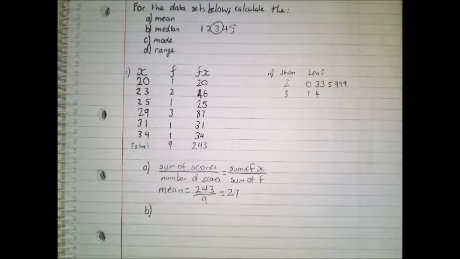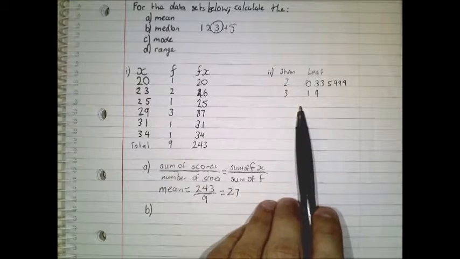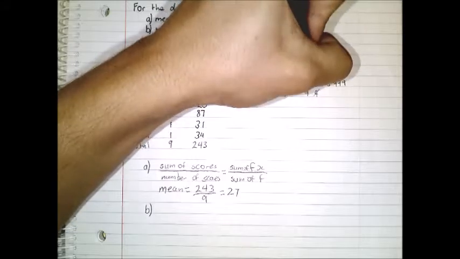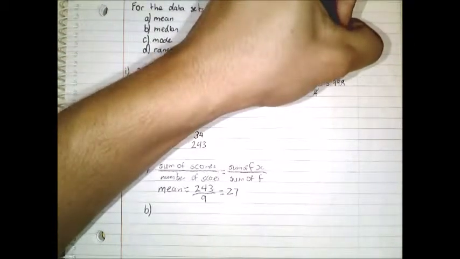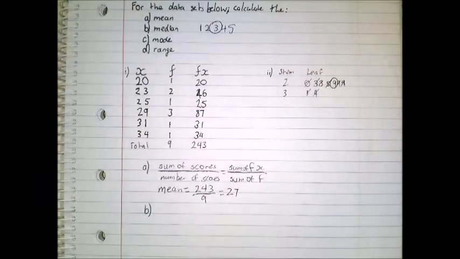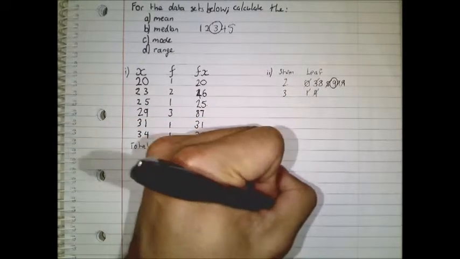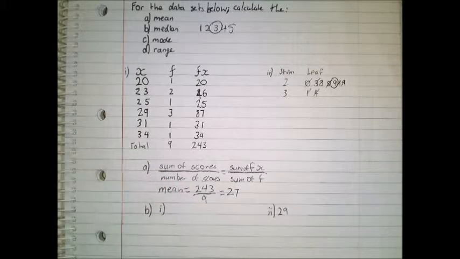When we are calculating median for a stem and leaf plot, it's quite easy because our data is already set out in a very similar way. So we can essentially cross out from either side until we end up with a middle value, which in this case will be 29. So I'll put 29 there.